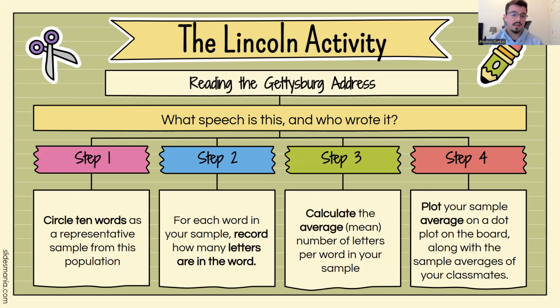But the first steps that they have to take are to circle 10 words as a representative sample from this population. Then for each word in your sample, record how many letters are in the word. Then step 3 is to calculate the average, the mean number of letters per word in your sample. Then the last thing they will do is plot the sample average on a dot plot on the board, along with the sample averages of your classmates. And this will be a board that's right in front of them that they can all see in the classroom.